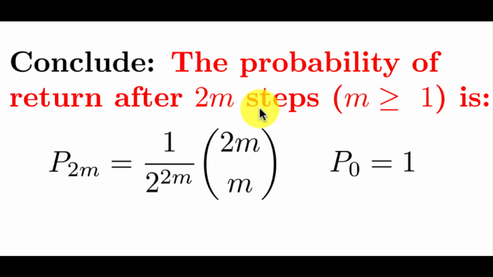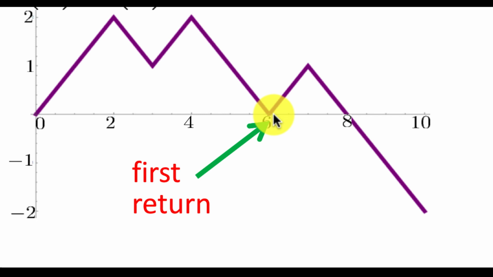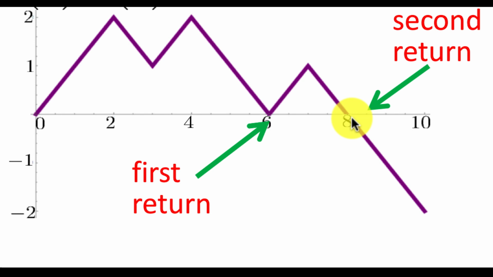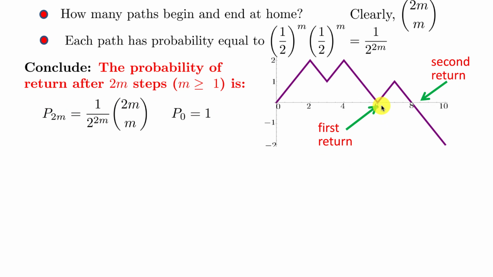Let's return to the graph that you saw earlier with n equal to 10 steps. Here, we saw that after 6 steps, the man first returned home. So this we will call the time of first return, but then there's a second return. And if there were more steps, then there would be a third return, a fourth return, etc. Of particular interest to us will be the question, when will he first return home? We're going to study this question in some detail.